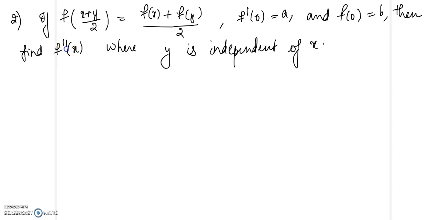We need to find f double dash of x. You are given the equation f of (x plus y) by 2 equal to f of x plus f of y by 2, and you are given these two conditions: f dash of 0 is equal to a and f of 0 equal to b, and we are also given that y is independent of x. So y is not a function of x.